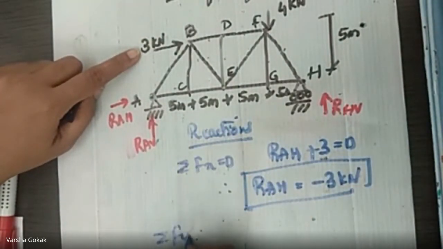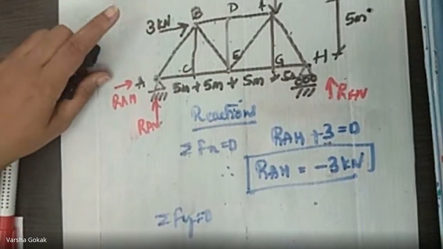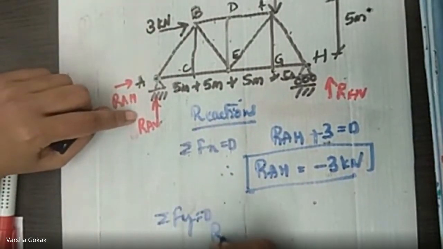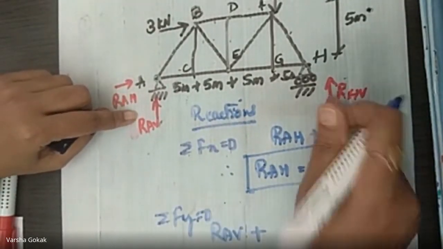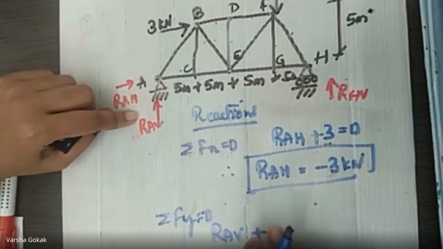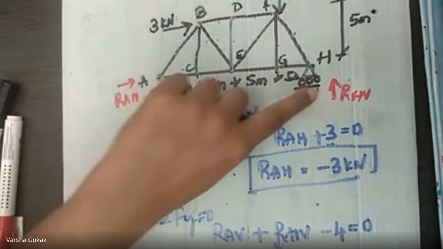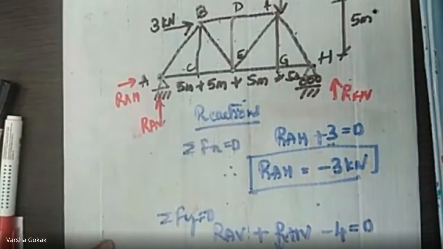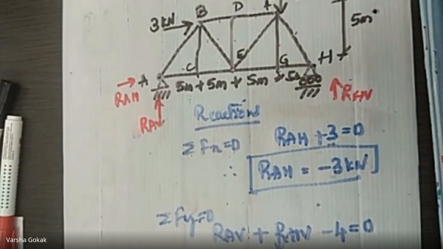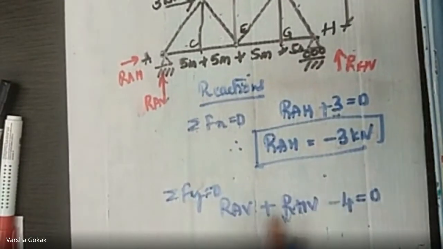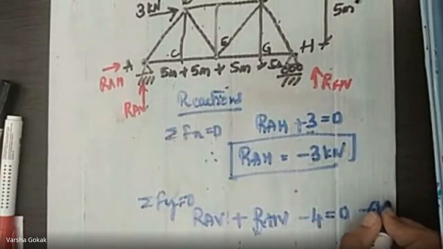Then summation Fy equal to 0. Let us take all the vertical forces. So we have RAV plus RHV minus 4 is equal to 0. This plus this minus 4. Anything else is there? There is no other vertical force. Only this much will be there. Now this is one of the equations. We'll name it as 1 and we'll keep it.